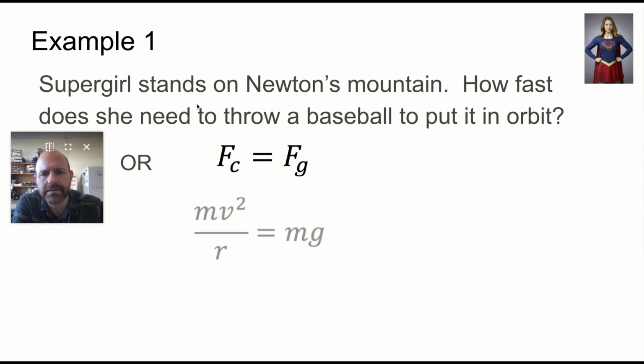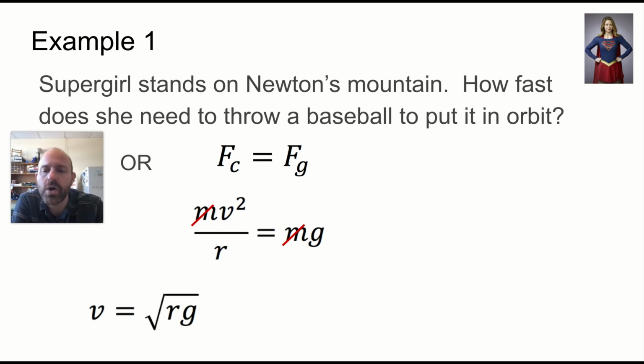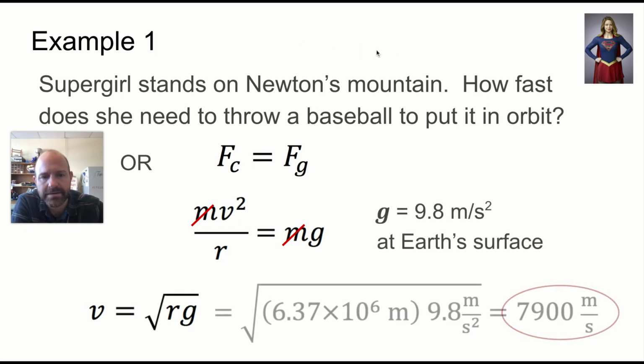Or we could say, when you're near the surface of the Earth, I already know that little g is 9.8, and we get the square root of rg. An even simpler equation, if you know what the acceleration due to gravity or gravitational field strength is at that point, we get the same answer.